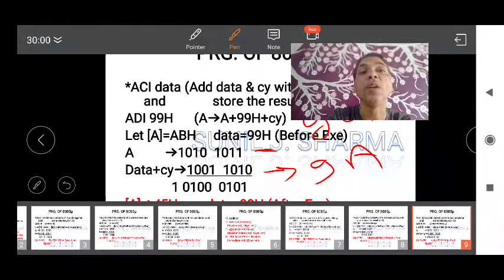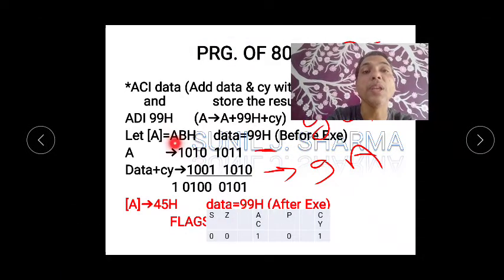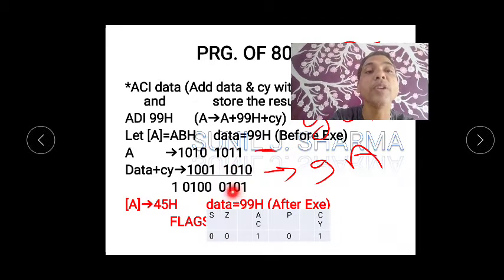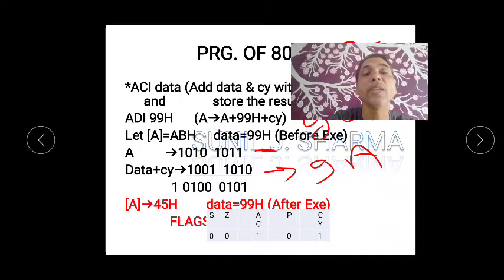Okay, now this is A, that is 10, this is B, this is 11. Now can you see 0 plus 1 is 1, 1 plus 1 is 0, carry 1, again, yeah, this 1 is already written. Now can you see 1 plus 1 is 0, so we have already set the auxiliary carry flag. Can you see the auxiliary carry flag is set.